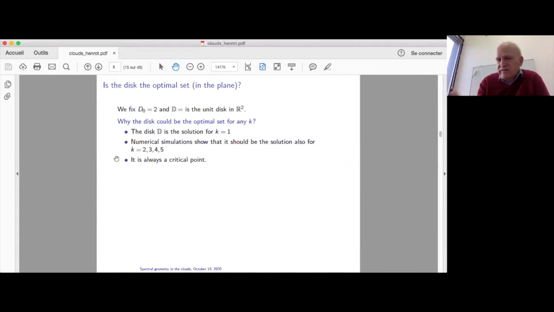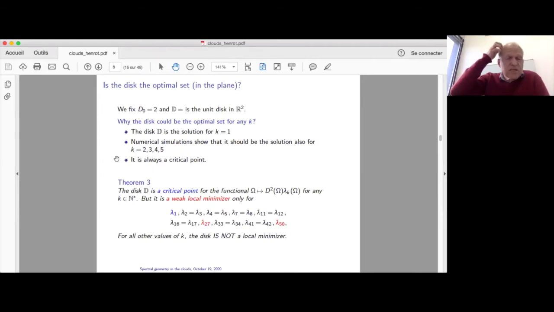Cancel the first derivative, the first shape derivative. Nevertheless, it's not the case. The disk is not the optimal domain for any k, and more precisely, the following theorem gives a precise list of eigenvalues for which the disk could be the global minimizer. At least it is a local minimizer. So this list is the following.